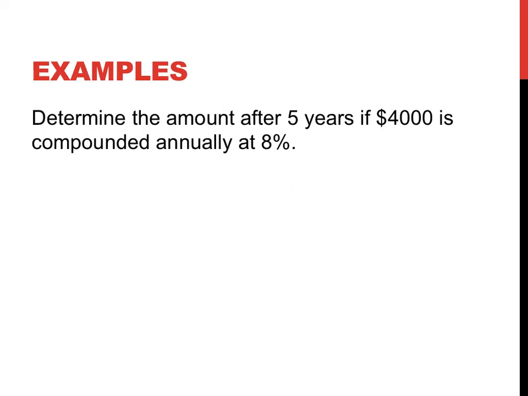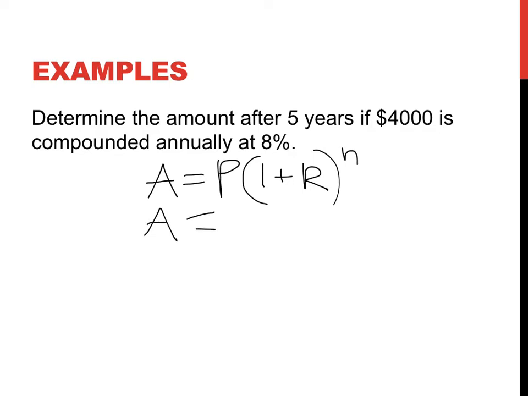First question says, determine the amount after 5 years if $4,000 is compounded annually at 8%. So my formula, an annuity equals my principal, brackets 100% of my principal plus my rate, to the number of time periods. That's my formula. Now I'm going to try subbing in. So an annuity equals 4,000, that's my principal. I might even highlight the question. That's my principal, 4,000.